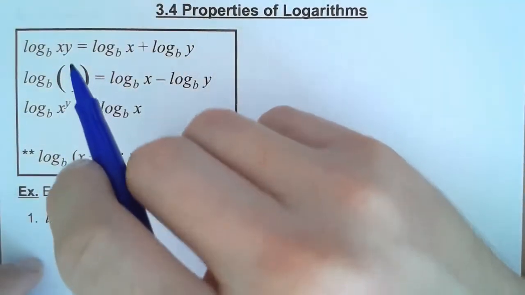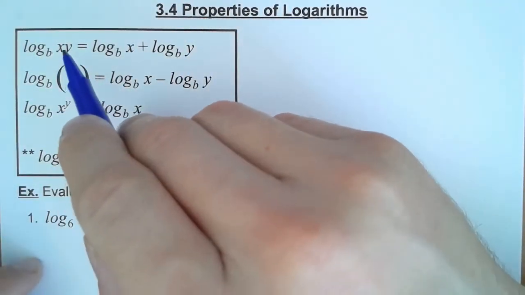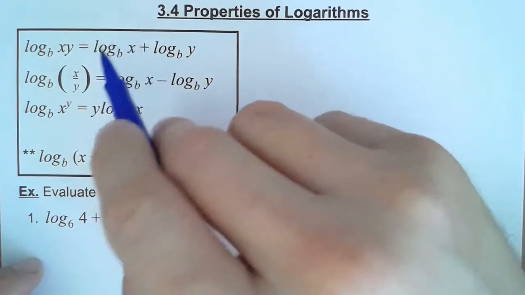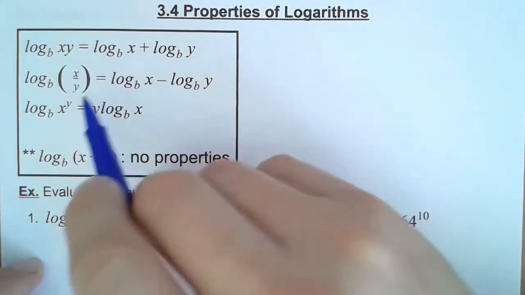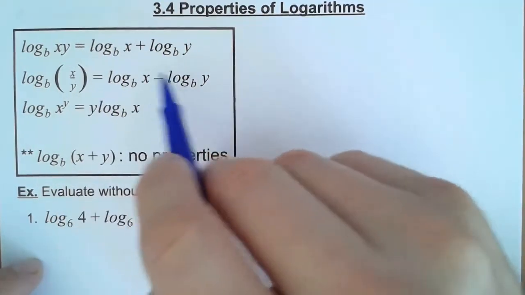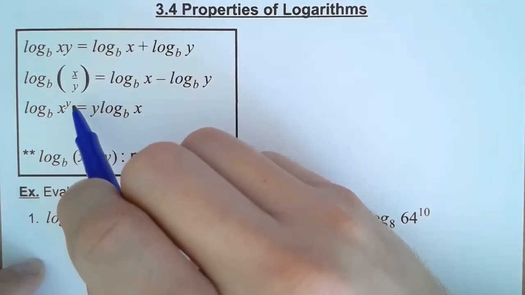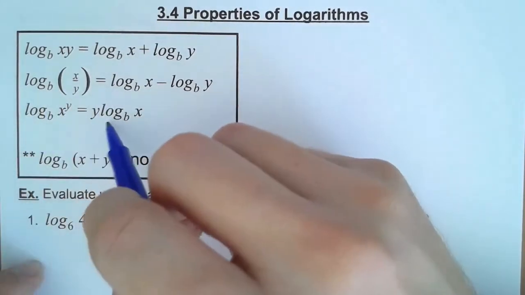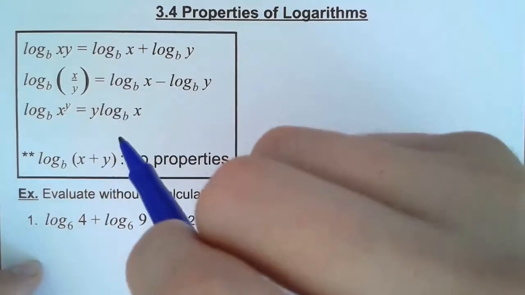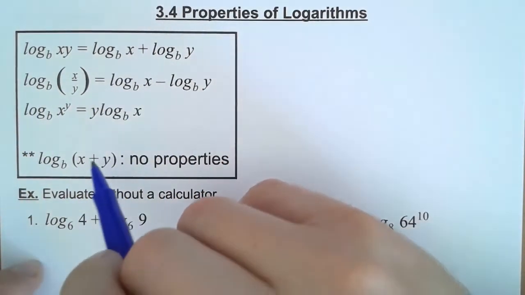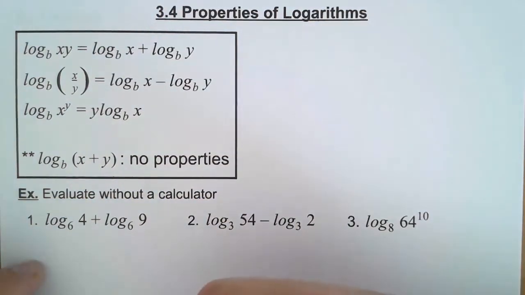So we have all these properties of logarithms where multiplication inside a log can turn into adding two different logs. Division inside a log can turn into subtracting two different logs. An exponent inside a log can come down out front and be multiplied by the log. Although if there's addition inside the log, there's nothing we can do.